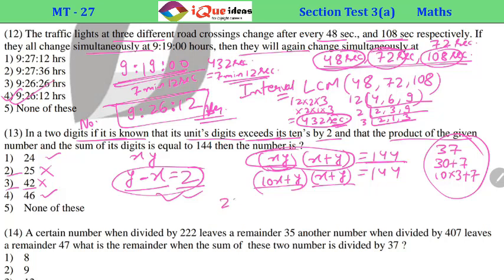So let's take 24. The number is 24, that is 24 into x plus y, which is 2 plus 4. Let's see how much it is. 24 into 2 plus 4, which is 6, is 144. Perfect. So this satisfies. So 24 satisfies the second condition also.